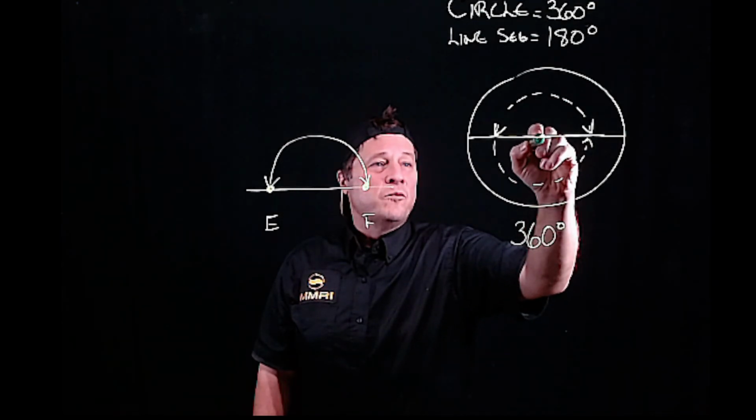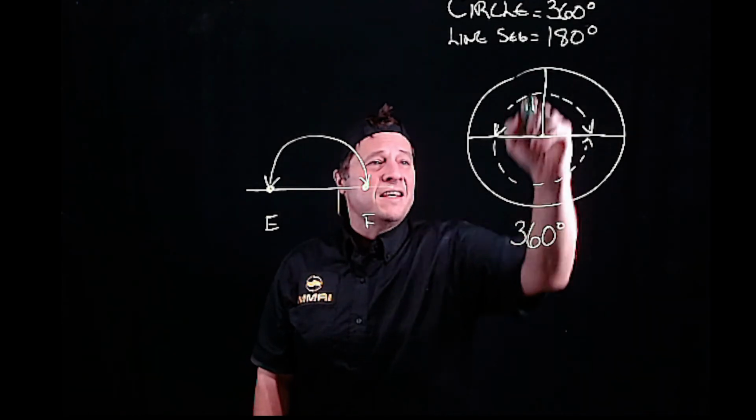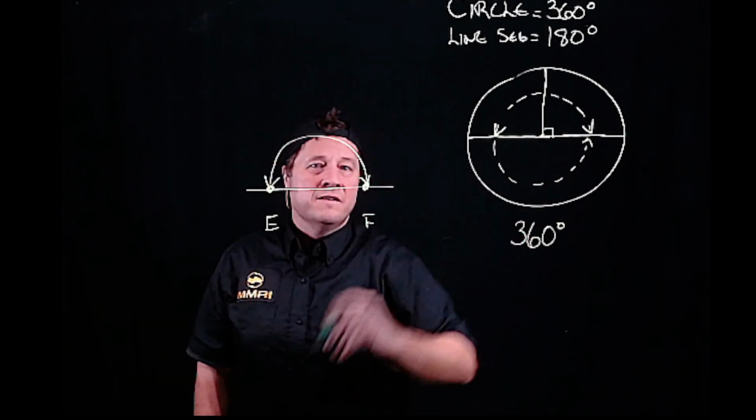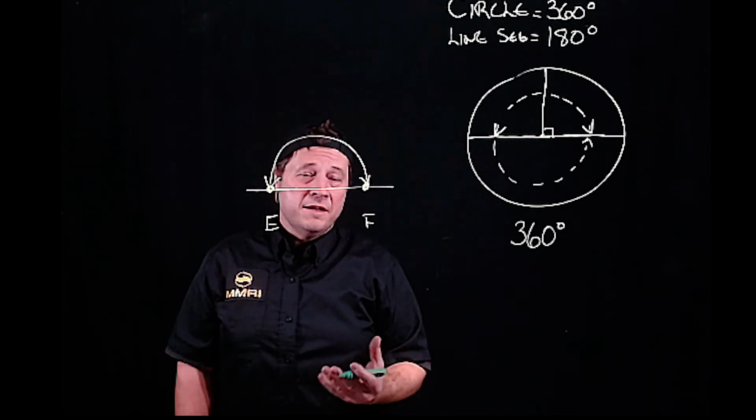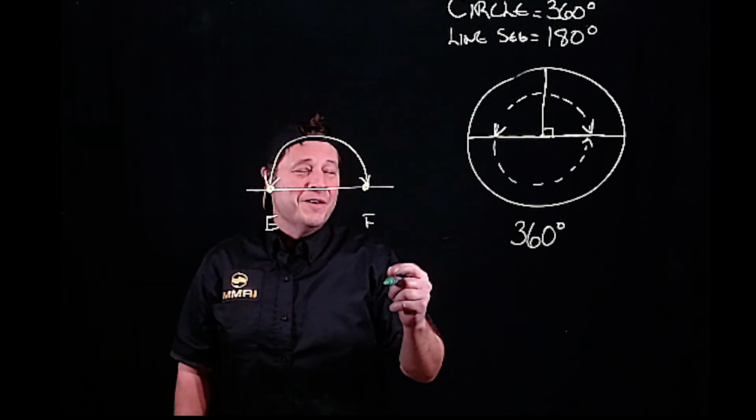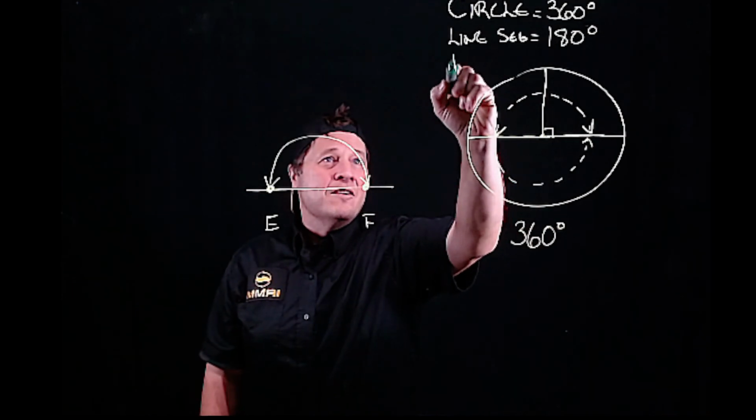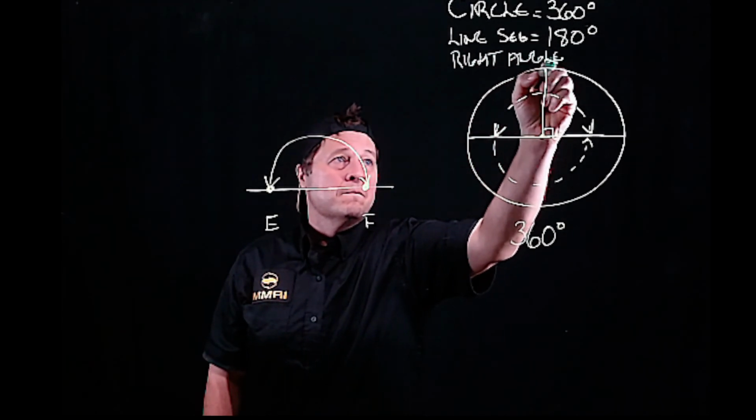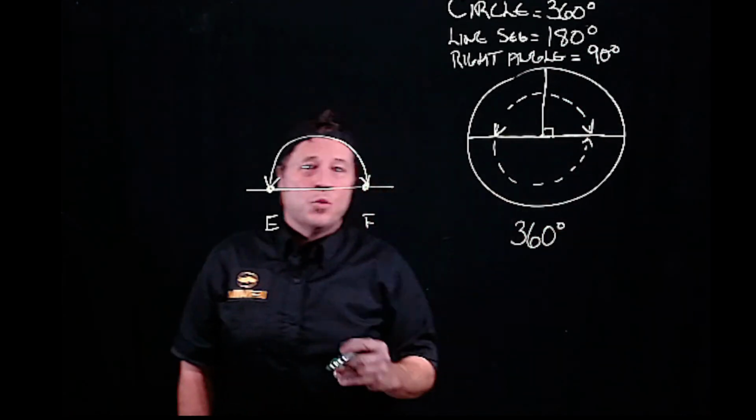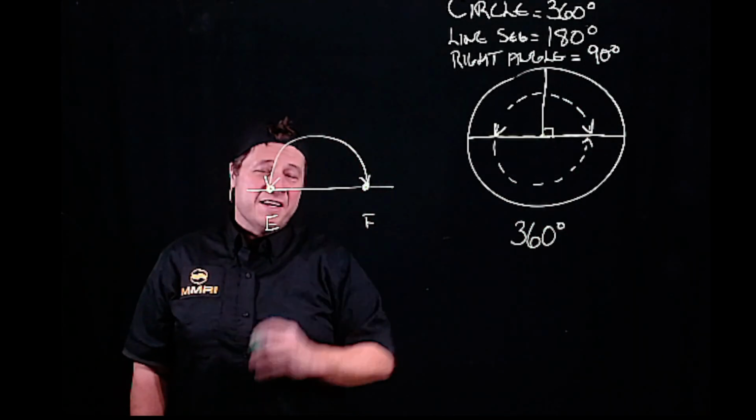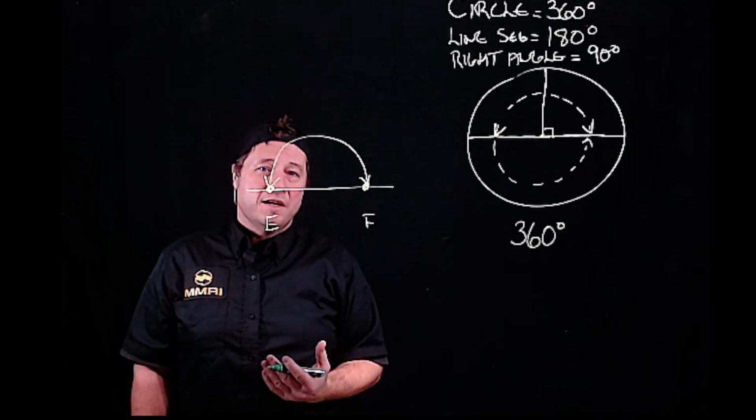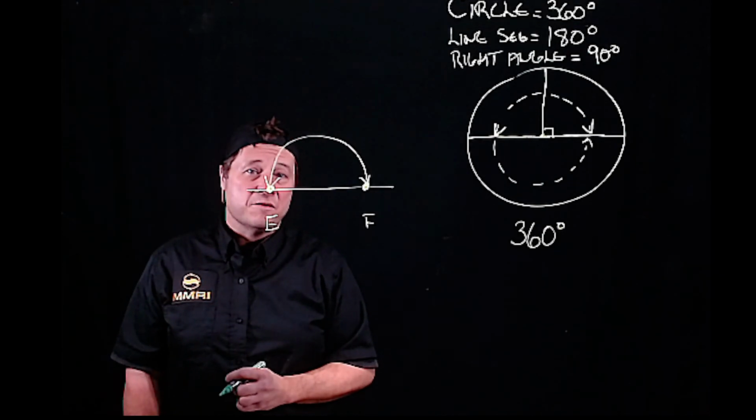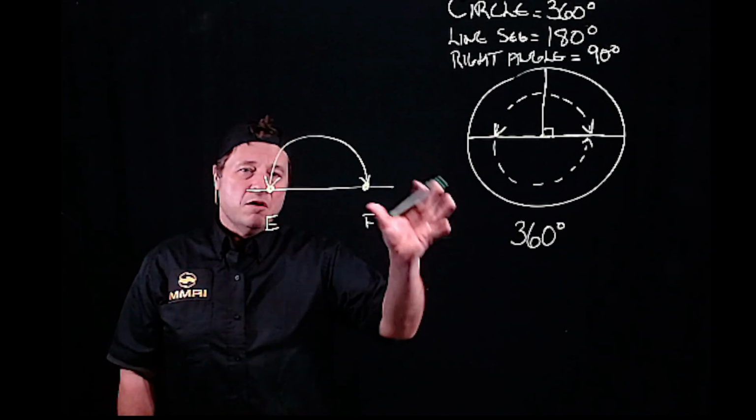And of course, what we've already learned is that if we draw a line perpendicular to another line, we create a right angle, and a right angle is 90 degrees. So a right angle equals 90 degrees. We know that a circle can be divided into 4 equal measurable angles. There are 4 90-degree angles in a 360-degree circle. So these are all absolutes.